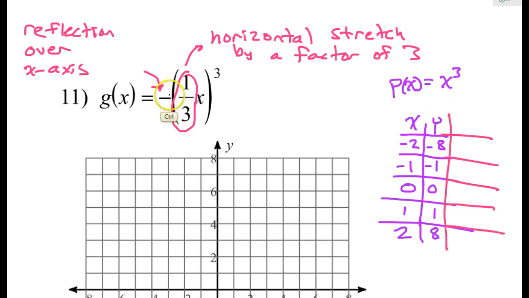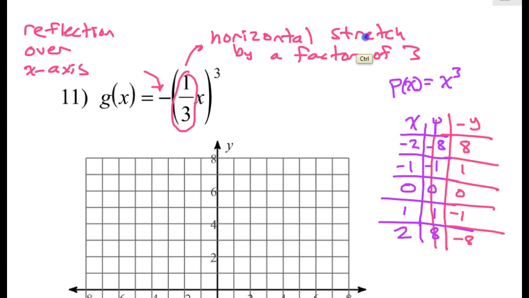So this negative sign, to do that, I just need to do the opposite of all the y values. So this is going to be +8, +1, 0, -1, and -8. So that's my reflection over the x-axis. So I can forget about my old y values. I've got new y values now.